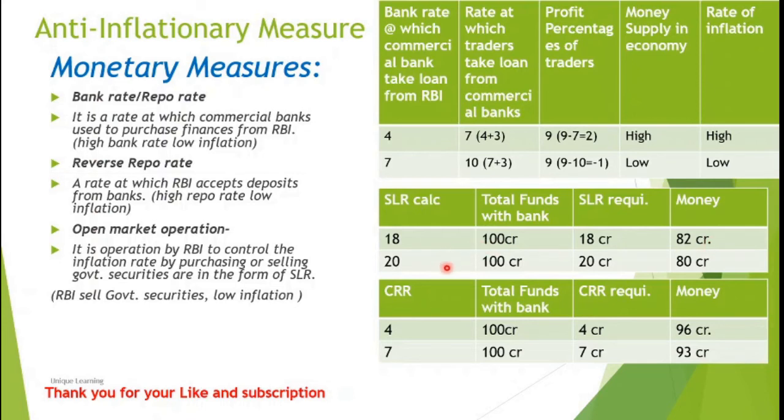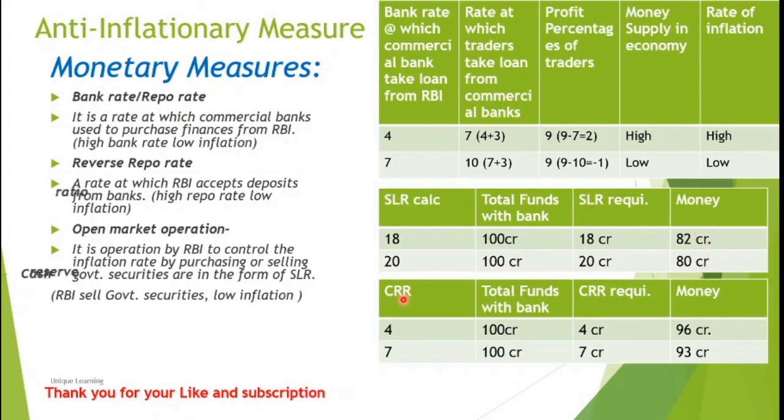Now, if there is an inflationary situation, RBI will increase the statutory liquidity requirement by 2%, that is 20%. So 100 crore rupees is the total funds, the SLR requirement would be 20 crores, and hence the money which was supposed to go into the economy is only 80 crore. 2 crore is retrenched, 2 crore is cut down. So there would be lower money with the commercial banks, hence they would not be able to provide more finance to the traders.